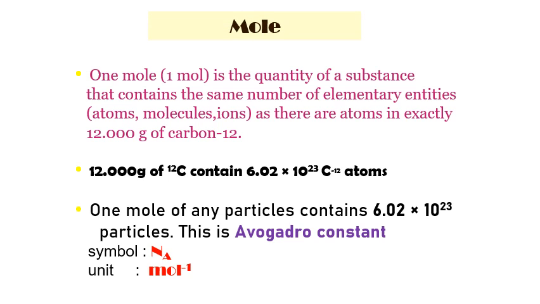Mole. 1 mole is the quantity of a substance that contains the same number of elementary entities, which is atoms, molecules, ions, as there are atoms in exactly 12 grams of carbon-12. 12 grams of carbon-12 contain 6.02 times 10 to the power of 23 carbon-12 atoms. 1 mole of any particles contain 6.02 times 10 to the power of 23 particles. This is Avogadro constant.